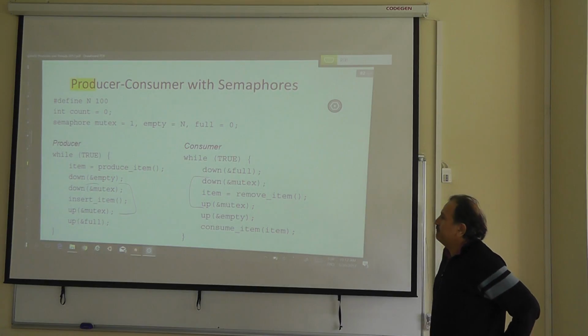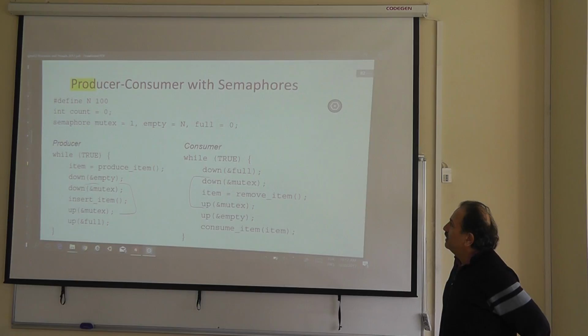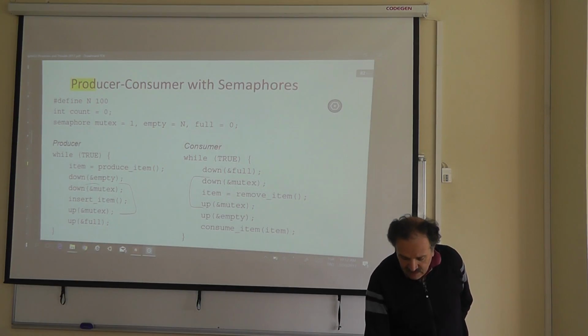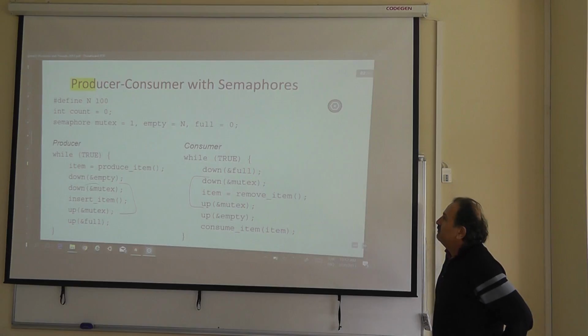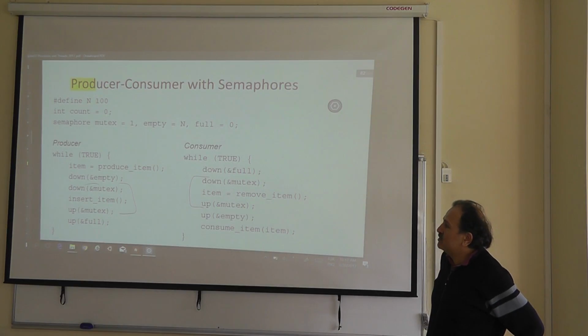So this is the producer consumer with semaphores. I have 3 semaphores. The question is why don't I have just 2 semaphores? One is for the mutual exclusion, one is for the buffer. It is because I cannot. For the semaphore to go to sleep, it has to be 0. I cannot go to sleep when the semaphore is N.